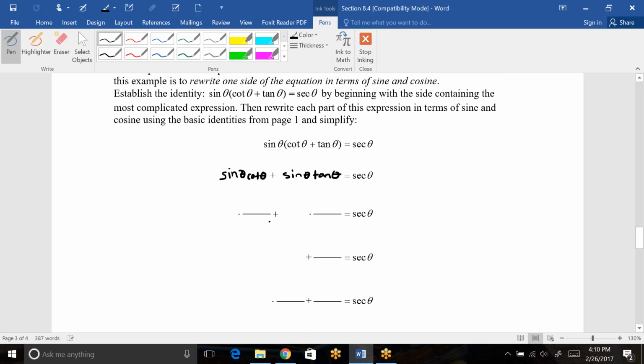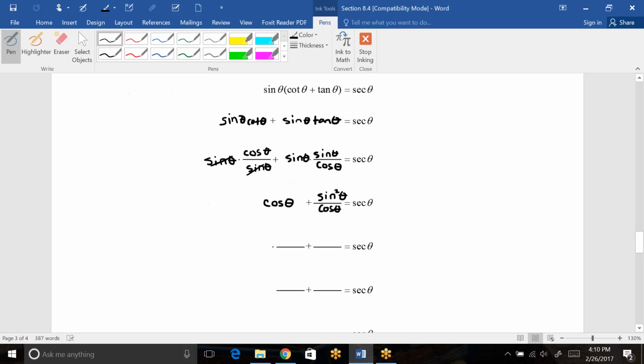Usually if I have anything other than sines and cosines, I try to turn those into sines and cosines because that sometimes makes things easier. So this would be sine of theta. Cotangent is cosine theta over sine theta. So that's going to cancel out my sines in a minute. Plus I still have my sine theta. Tangent is sine theta over cosine theta. So for this first one, those cancel and I'm just left with cosine of theta. For this one, I'm left with sine squared theta over cosine theta.